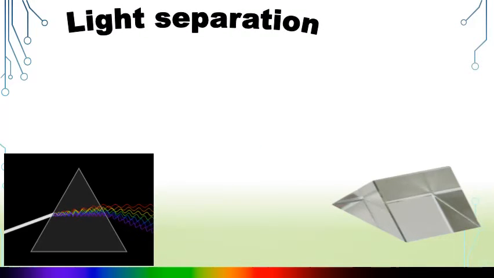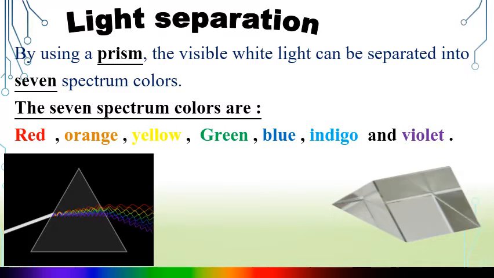The last property we have today is light separation. What's meant by separation? It means splitting or dividing. The white light, like sunlight or lamplight, any white light, consists of 7 colors, and these 7 colors are known as the 7 spectrum colors. How can I separate the white light into these 7 spectrum colors? By using a glass prism.